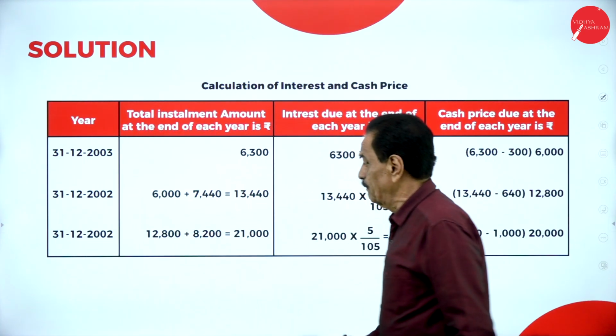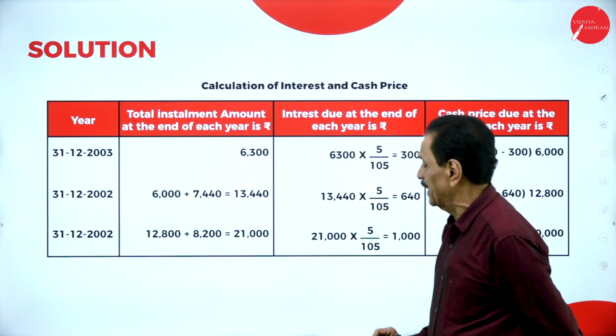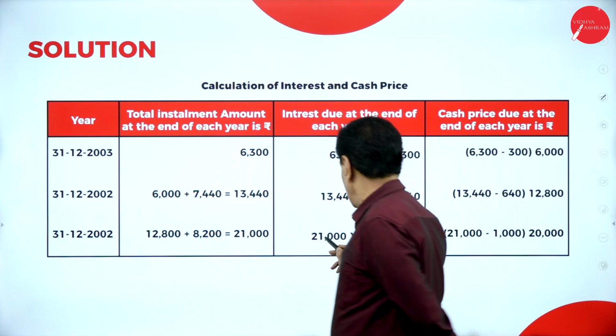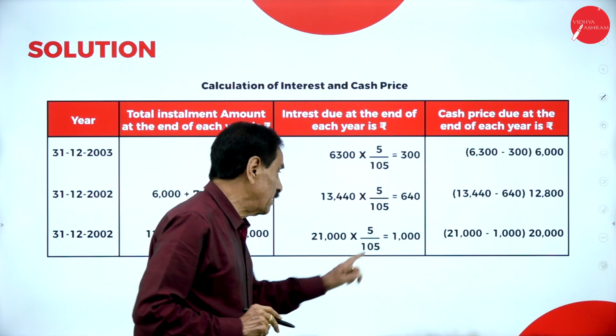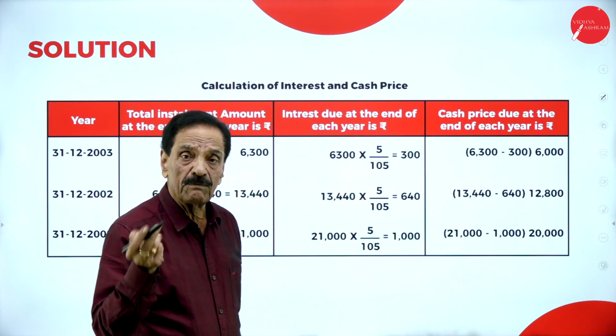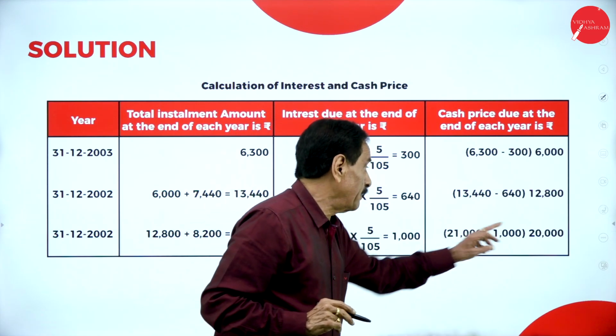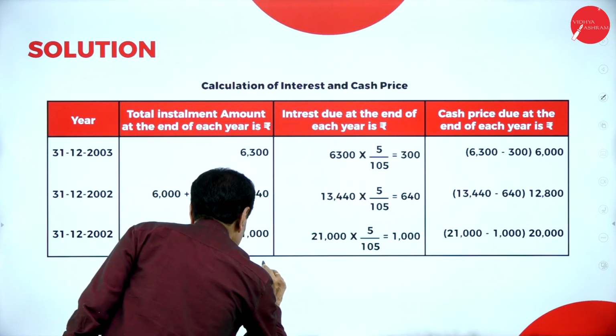12,800 plus the first installment 8,200 is 21,000. 21,000 into 5 by 105 is 1,000. So this is 20,000 plus down payment of 10,000. That is 30,000, which is the cash price. So what's the value? Cash price.